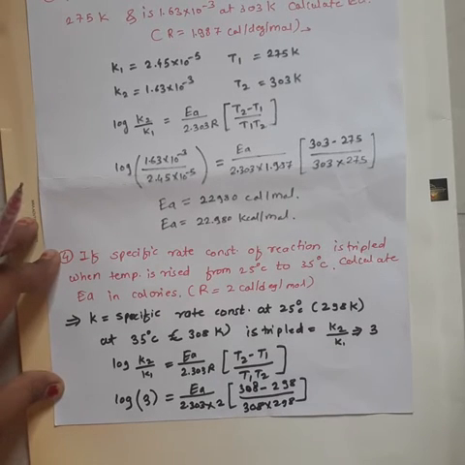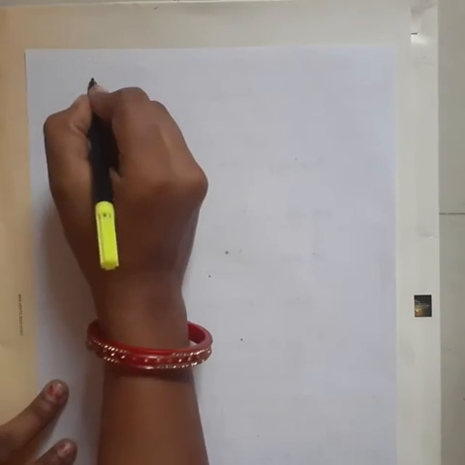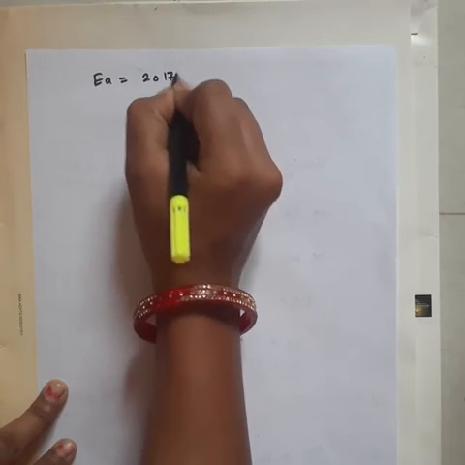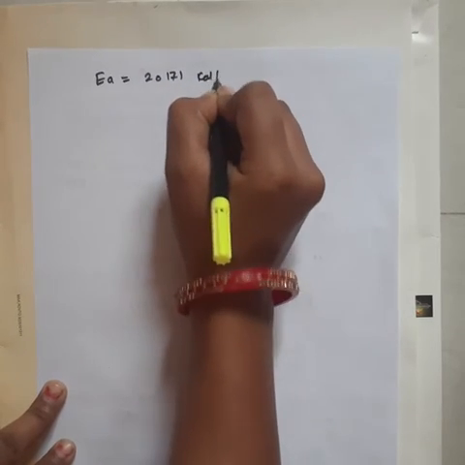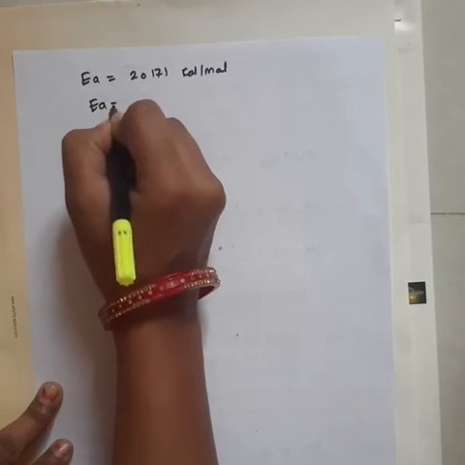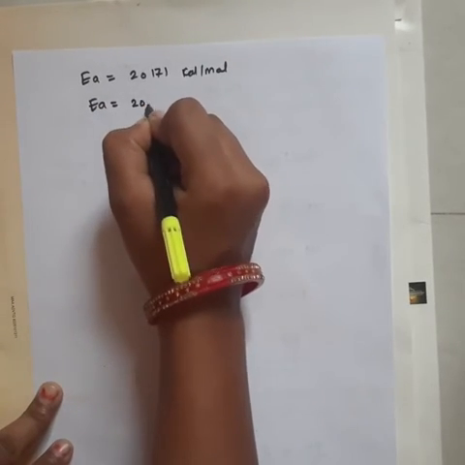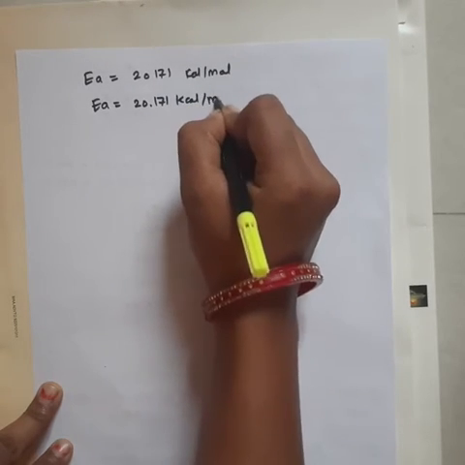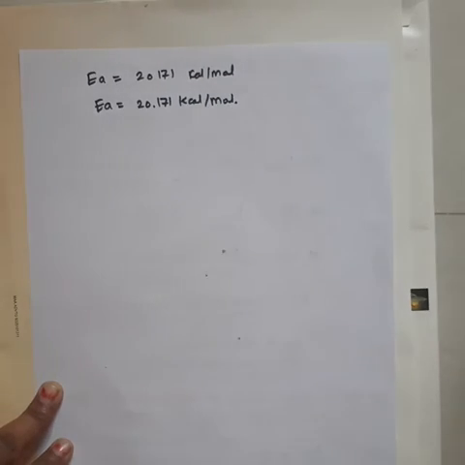So after the calculation, what we got is the value of Ea is equal to 20171 calories per mole. It can also be written in kilocalorie as 20.171 kilocalorie per mole. So we can calculate the activation energy.